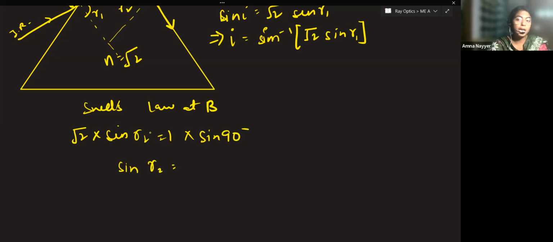See, R1 is not given. This is still R1, this is still R2. So this becomes sine 90, which is 1. So 1 by root 2. So R2 becomes what? 1 by root 2, 45 degrees.